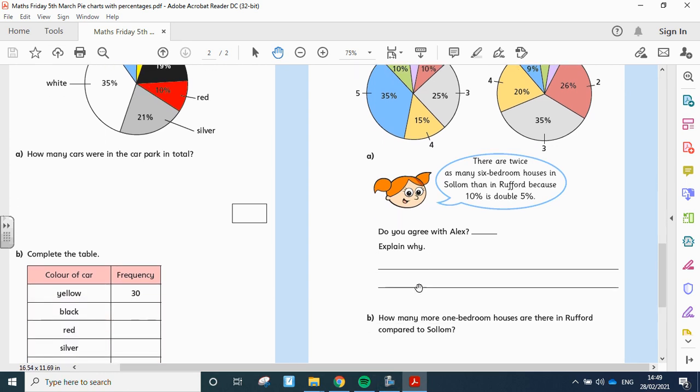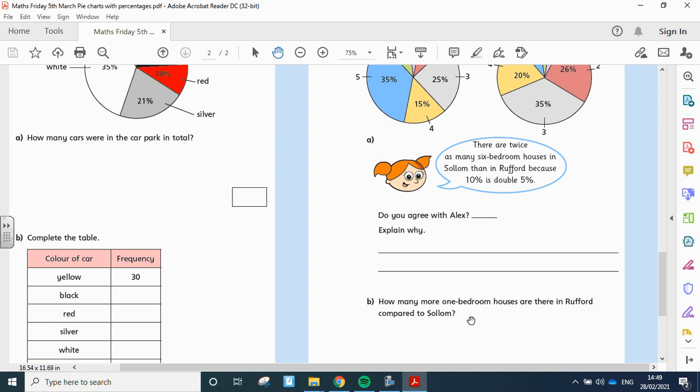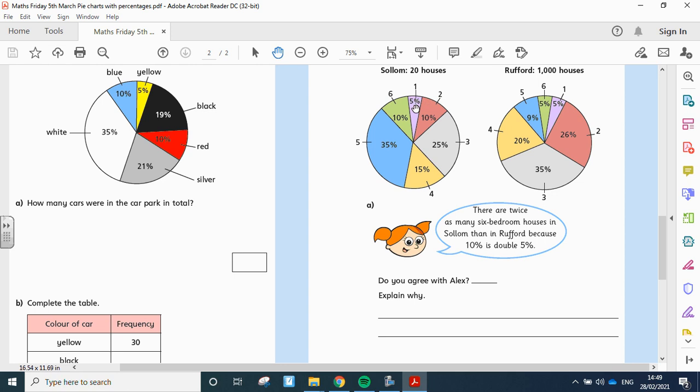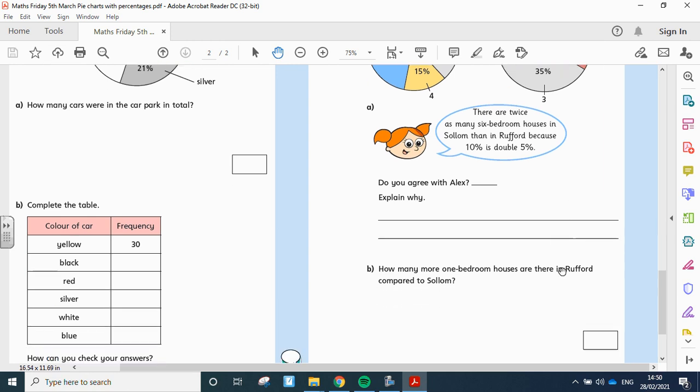Is that it? Oh no, there's one more. How many more 1-bedroomed houses are there in Rufford compared to Sollum? So 1-bedroomed houses, 5% of 20, 5% of 1,000. Can you work out 5% of 20? Find 10% and then half it. Can you work out 5% of 1,000? Find 10% and halve it. Okay, I think that's it.